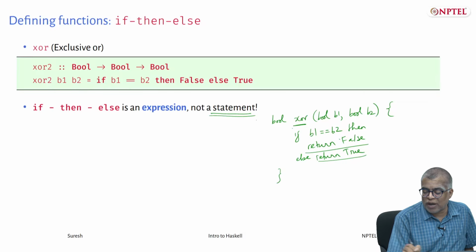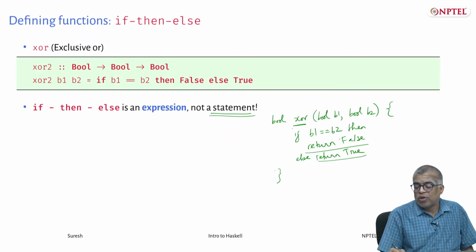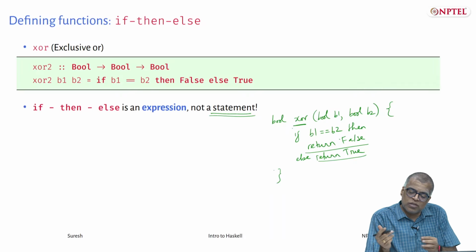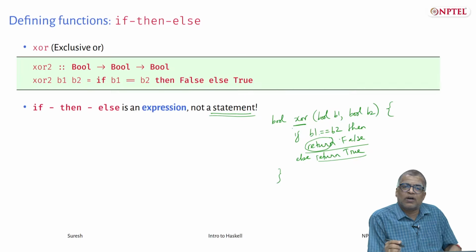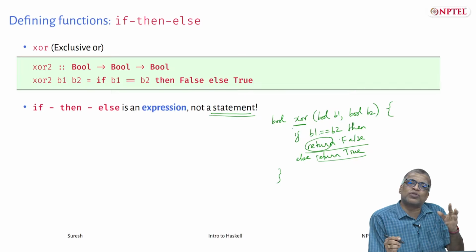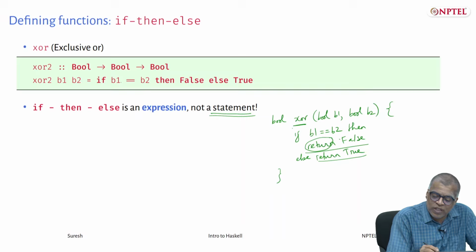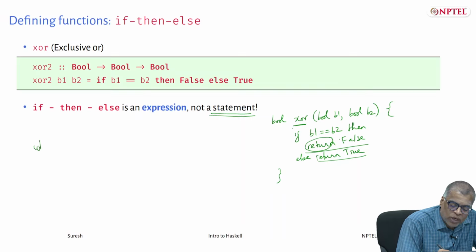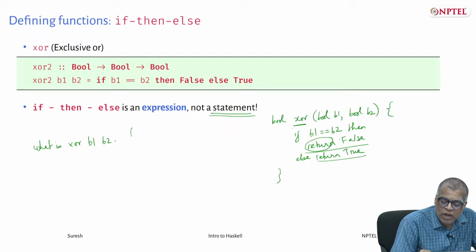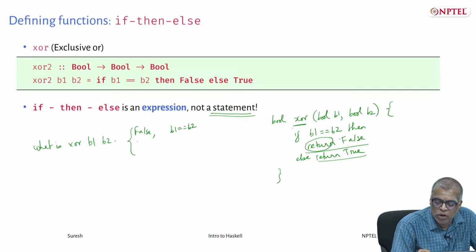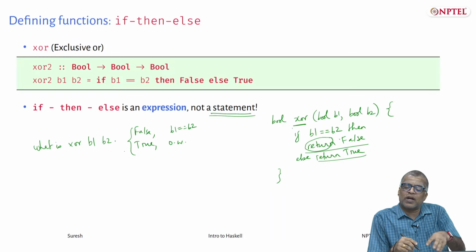In Haskell, you do not have return like that because you are not trying to express some action. Here, this function XOR in a language like C or Java is a series of actions, and one of the actions you can do is to return the value false. Okay. Whereas here, this is just an expression. What is XOR B1 B2? It is false in the case that B1 equals B2, true otherwise.